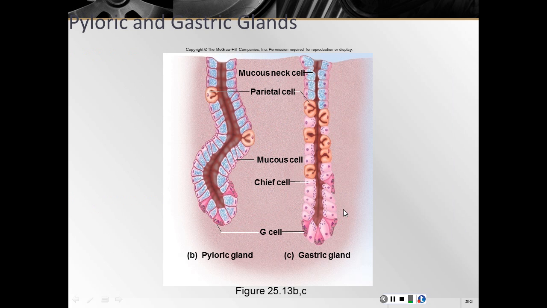So here you see the difference between the pyloric and the gastric gland. The pyloric gland has no chief cells. It has the G cells, the mucus cells, and the parietal cells. The gastric gland has both the G cells and the parietal cells, the same as the pyloric, but it contains a chief cell as well as the mucus neck cell. Okay.